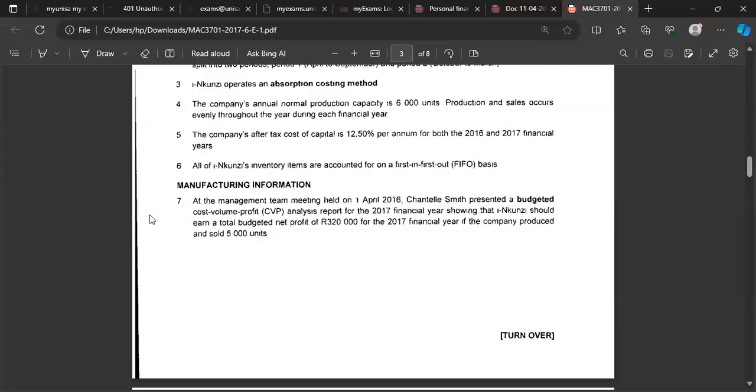So just give me a second. Let me just fix something here.